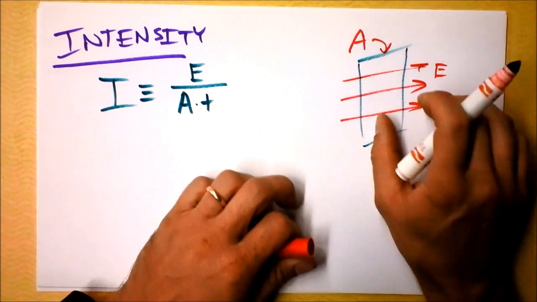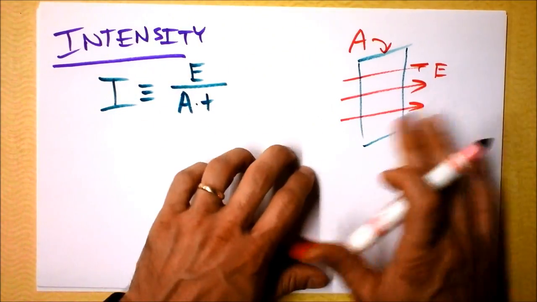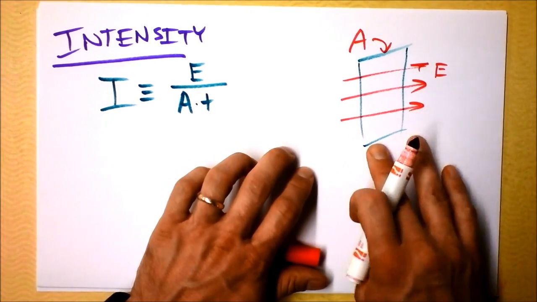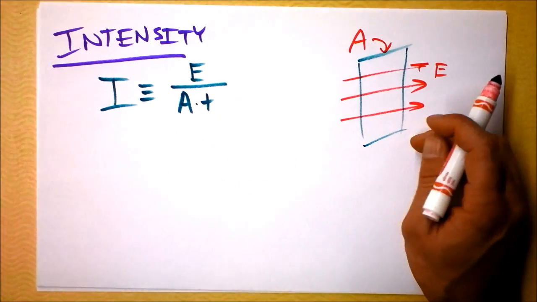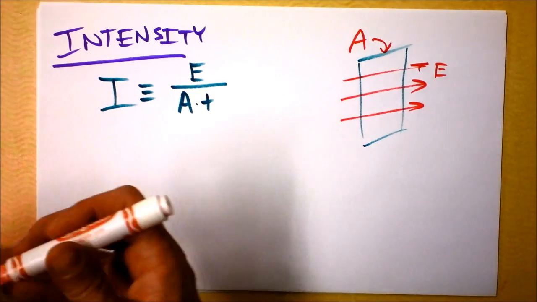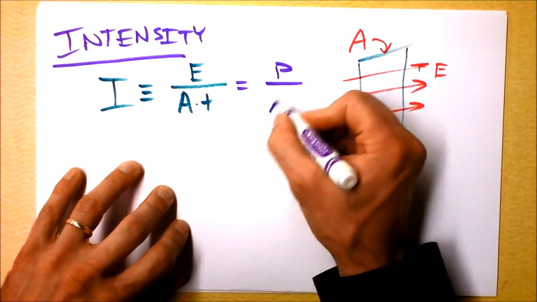If we waited twice as long, then twice as much energy would go through. That doesn't double our intensity. It just says that more energy goes through because of time. But I want to know the rate at which energy goes through some area. So the rate at which energy changes is actually called power. So we can redefine intensity to just be power divided by area.